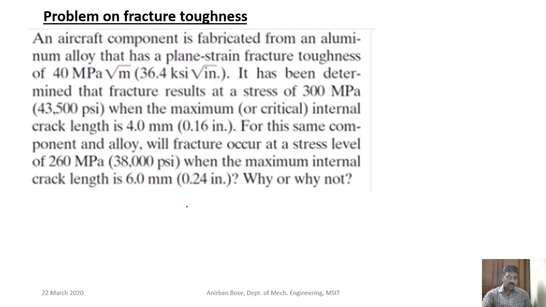Now let us try to solve a few problems related to that. Problems are not very difficult, you just have to understand the concept. An aircraft component is fabricated from an aluminium alloy that has a plane strain fracture toughness of 40 megapascal. So what is given? That is K1C. This critical value, that means the fracture toughness, is given as 40. Remember, the unit is not the unit of stress, it is the unit of stress multiplied by square root of length.